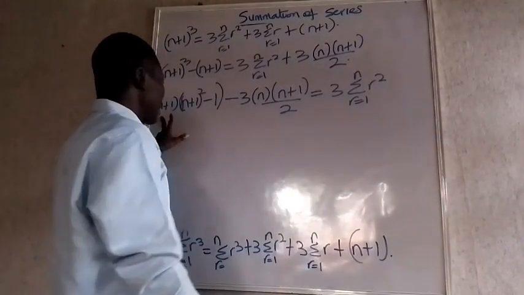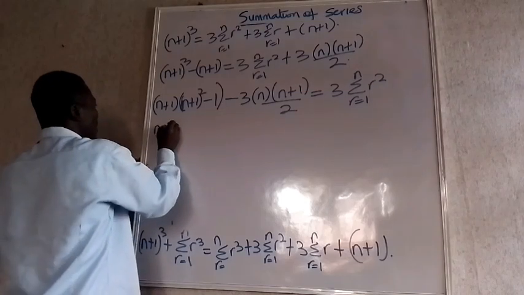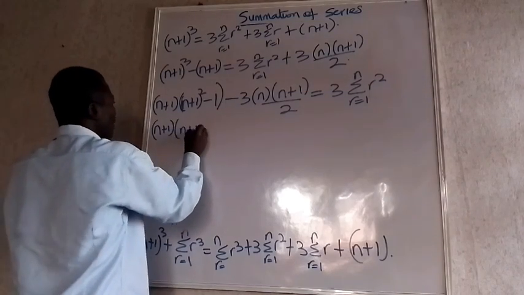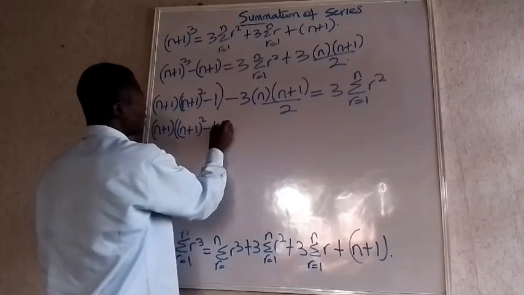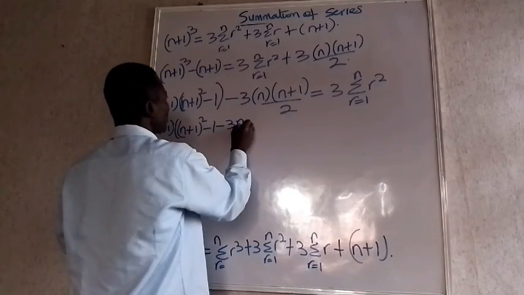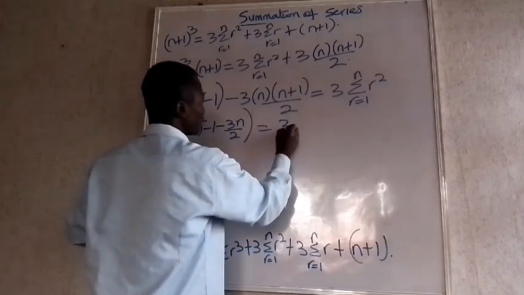Bringing this one here again, I can still factorize this one further. So it's going to be n plus 1 into n plus 1 all squared minus 1, minus 3n over 2, is equal to 3.